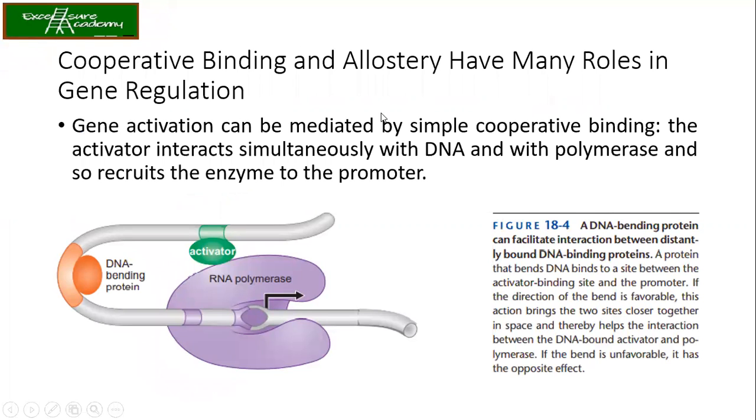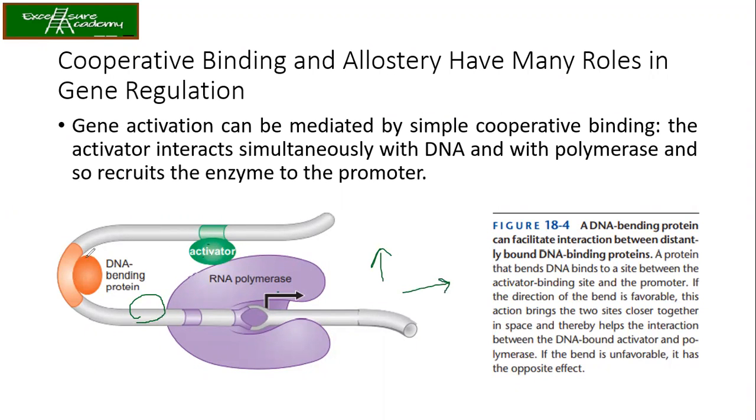Now, cooperative binding and allostery have many roles in gene regulation. So look over here. Suppose your activator sequences are not present here, but somewhere far. How is it going to help in increasing the rate of transcription? This is how: the DNA will loop out and interact with the RNA polymerase so that transcription takes place.